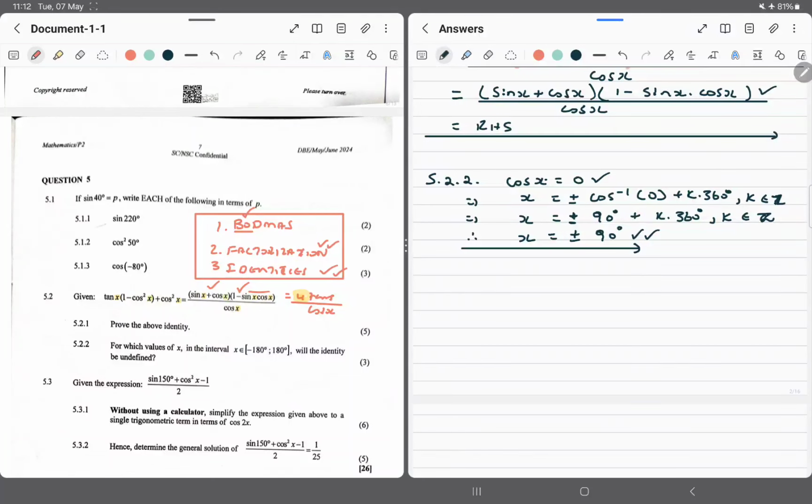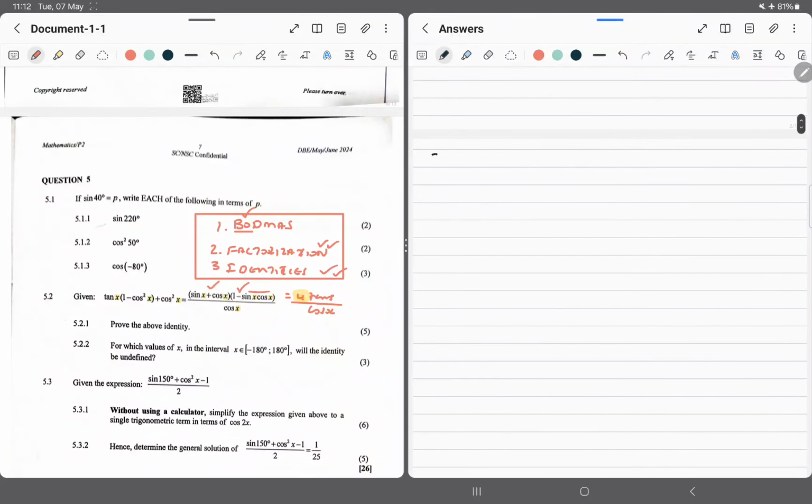And for stating that cos of x must be equal to 0 for this to occur. Easy stuff. Let's go for 5.3. We are given this expression, sine of 150 plus (cos squared x minus 1) all over 2, and without using a calculator, simplify the given expression to a single trigonometric ratio in terms of cos 2x. Okay, we're already told the target, not a problem.